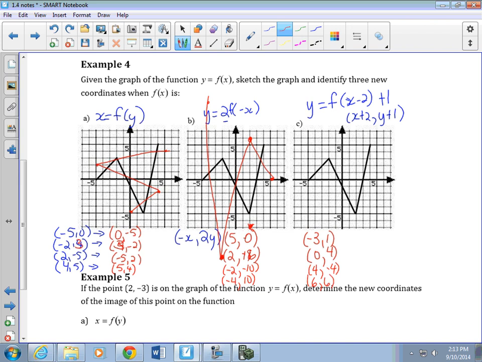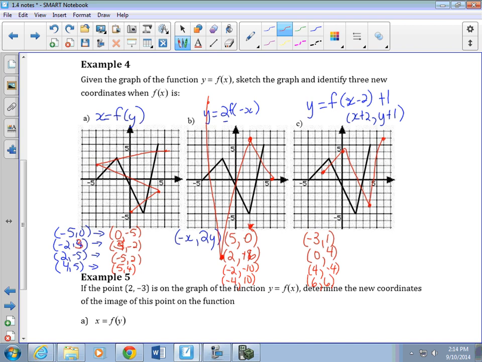So my new graph will be at negative 3 and 1. 0 and 4. 4 and negative 4. Oh, 0 and 4, I put 0 and negative 4. 0 and 4, 4 and negative 4, and then 6 and 6. So it's moved it.